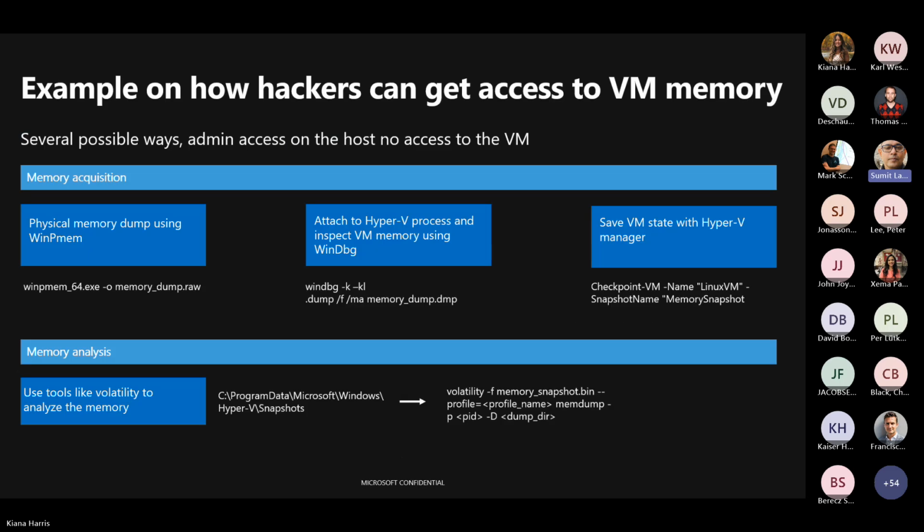So since we talked about encrypting data in use, I wanted to quickly touch upon the fact that there are different ways in which hackers can get access to the VM memory. We're not going to get into every detail, but think of it at a high level: there are tools that let us acquire the dump of the physical memory, and then there are tools that allow us to do analysis of that memory. I've given a few examples here, like you could use WinPmem to get the dump of the physical memory. There is the ability to attach a process to Hyper-V using WinDbg, and then you can inspect the memory and save a state.